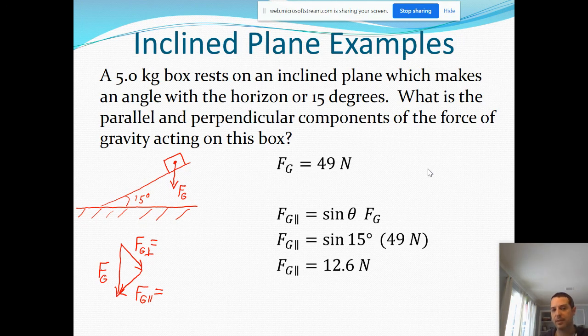Now, if this object was stationary, say there was a frictional force acting on this object, in that scenario, our frictional force, if it's stationary, would be 12.6 newtons.